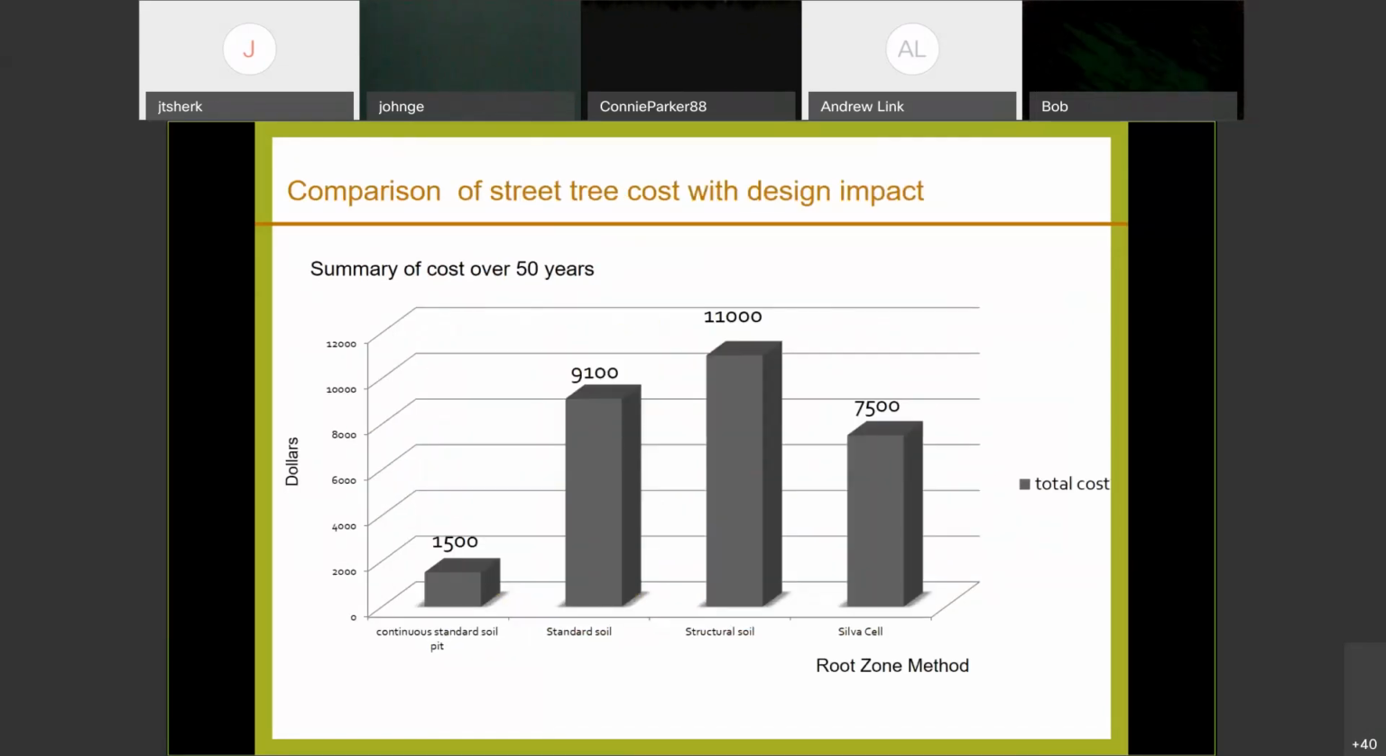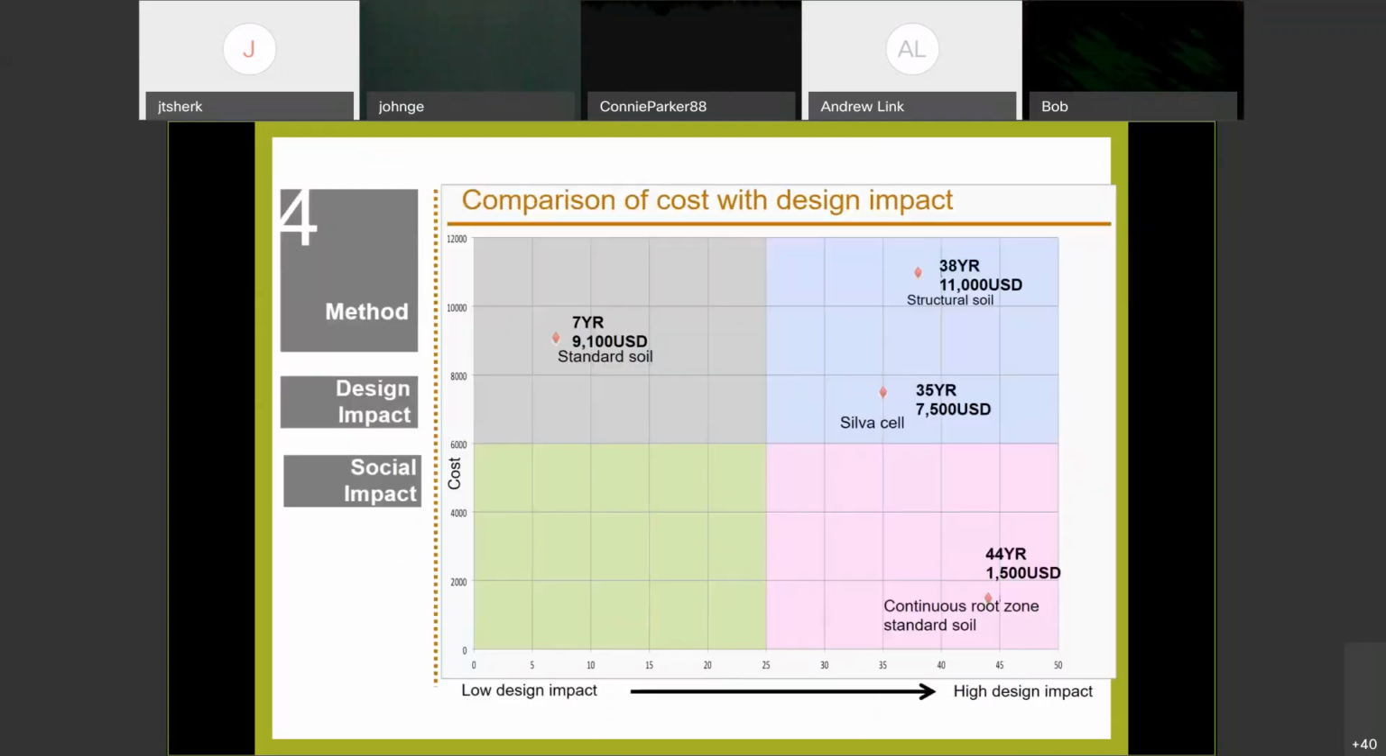So we looked at cost over year and found, again, those where we have soil, but that's not really feasible in our urban environments. But look how expensive structural soils and Silva cells are over time. But we put it on a chart and we discovered, we knew the continuous soil, that's where we kind of want to be, but we don't always have that large amount of space. So these two at the top are the ones we wanted to focus on for strategies.